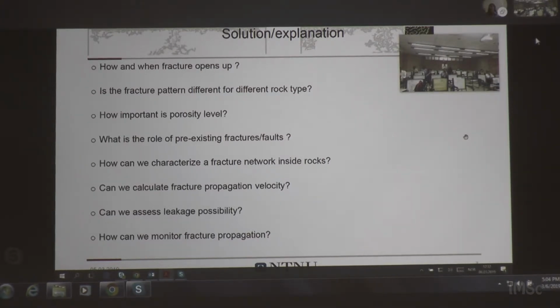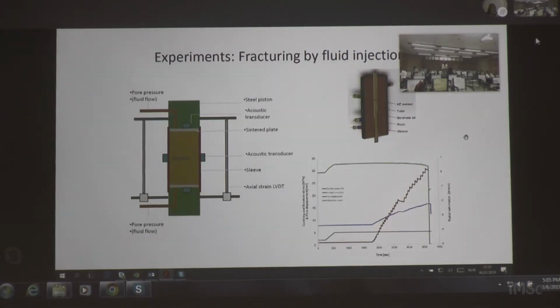And related to gas leakage, can you assess the leakage possibility if you know the pattern of the fracture or fracture networks inside your field? And finally, how can you monitor fracture propagation? If you want to create fractures, then you need to know how they are actually propagating and how far they can go. Without that knowledge, you cannot use it for your purpose.